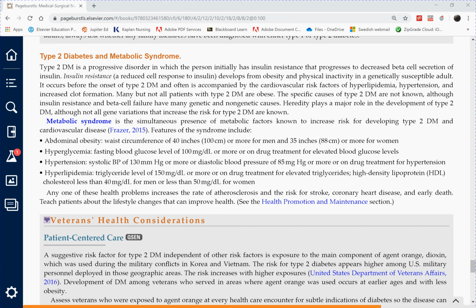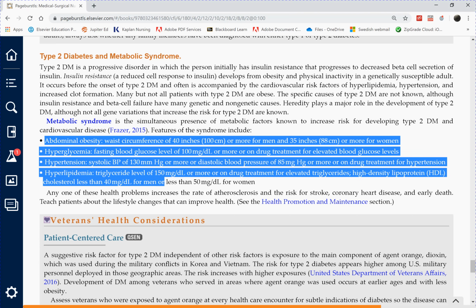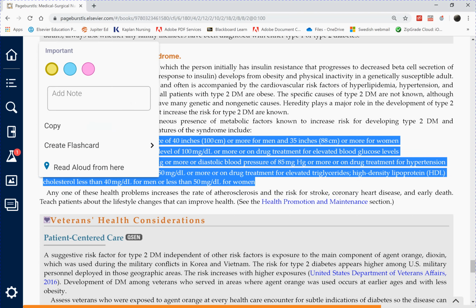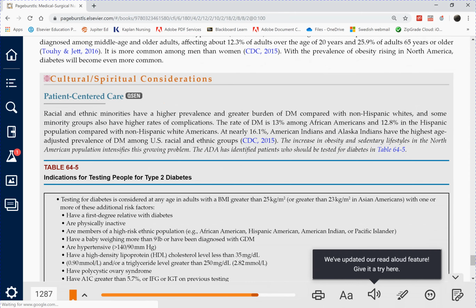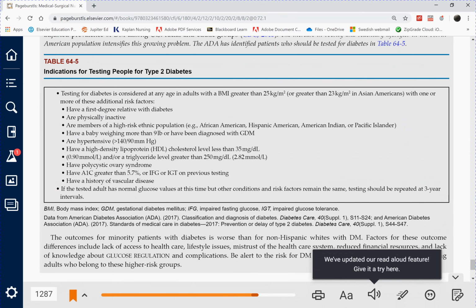This is a risk factor for cardiovascular disease, and at the same time, it is also a high risk factor for diabetes. These are the characteristics of somebody with metabolic syndrome. They resemble pretty much the same risk factors as listed down here in table 64-5.